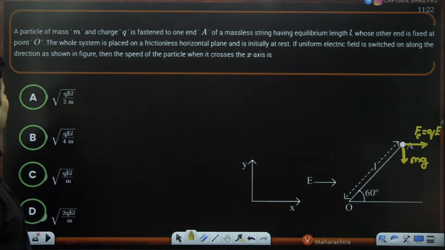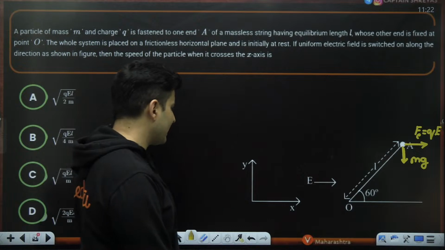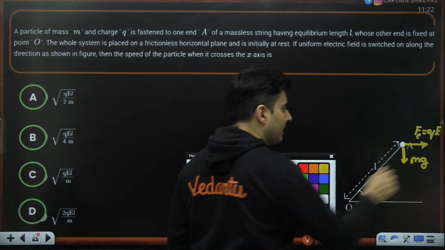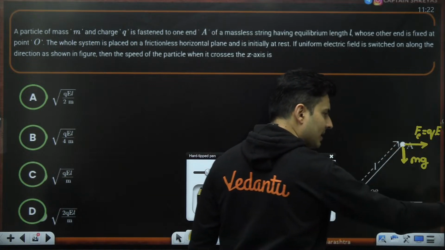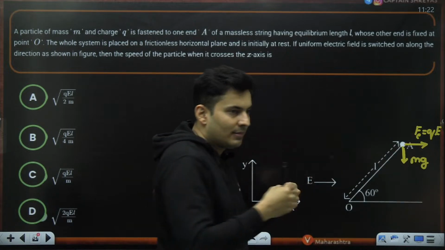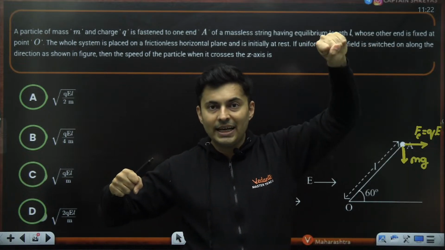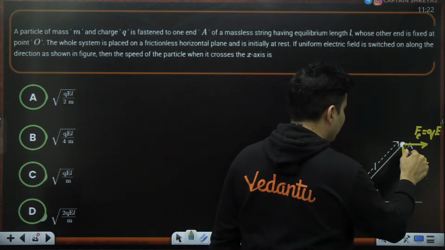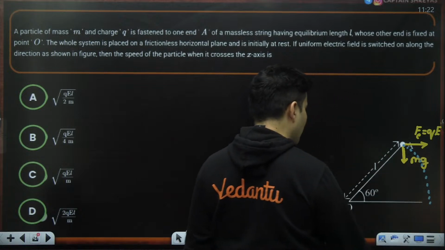Okay, the speed of the particle when it crosses the x-axis. The x-axis is over here, and because the string is there, this electric force and gravitational force together will pull it this side. So the string will be tight, because you are pulling it, and the gravitational force is also pulling it down. So eventually what will happen? It will go down like this.